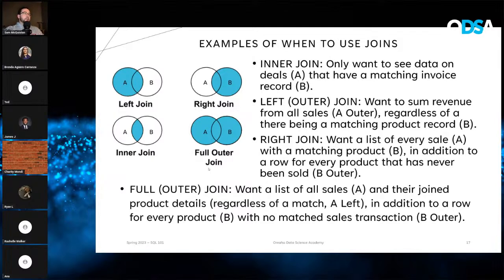And then your full outer join, this is where you might want a list of all of your sales and join them to your product details table, regardless of if there's a match or not. In addition to a row for every one of your products that doesn't have a matched sales transaction. So you'll probably have sales rows with no corresponding product dimension, and you'll have product detail records that have no sales associated with them at all.